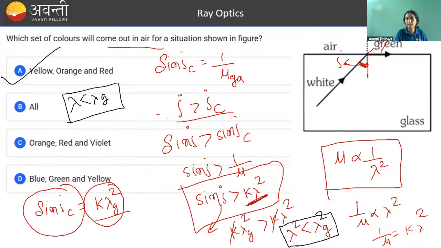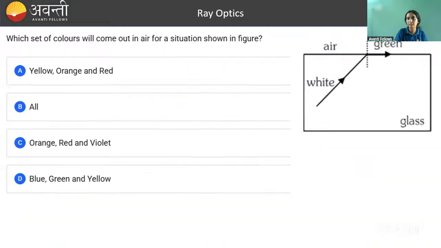So that will be basically blue, violet, and all. Done. So how will you be solving such sort of question? Let me erase everything and tell you.